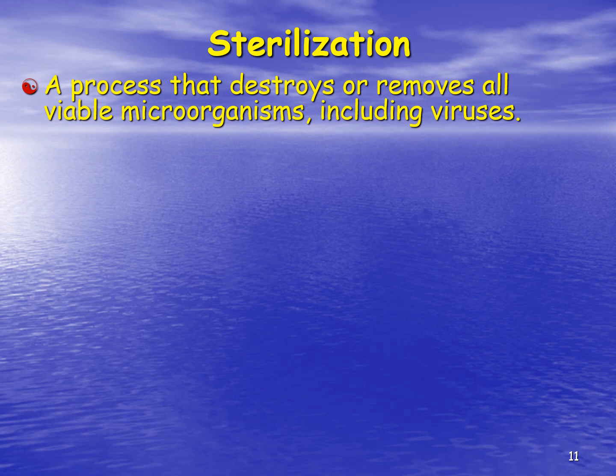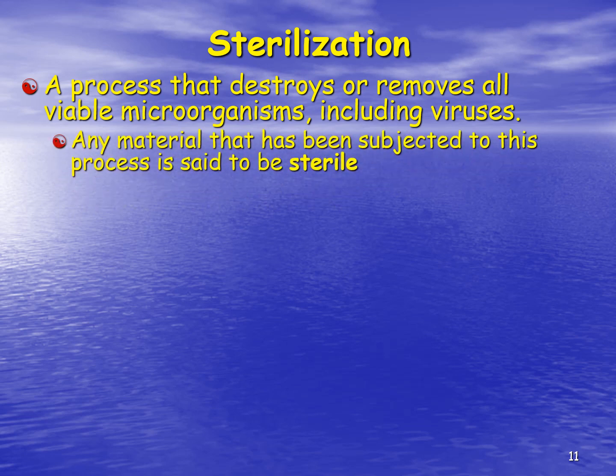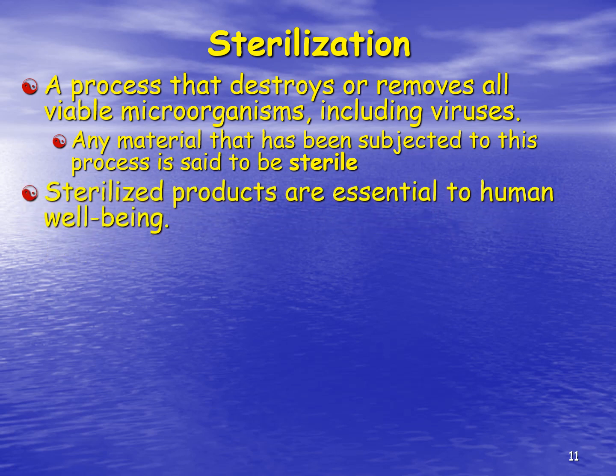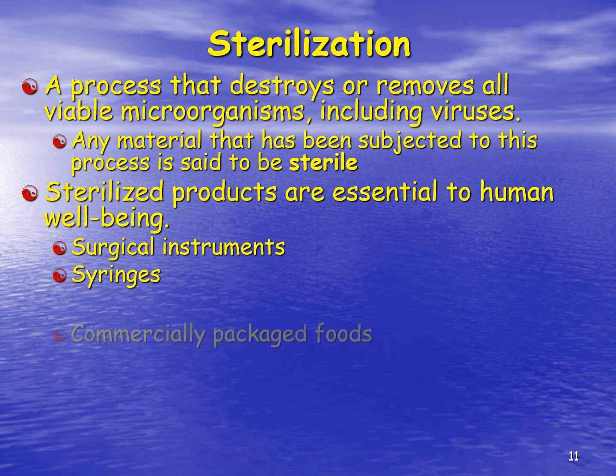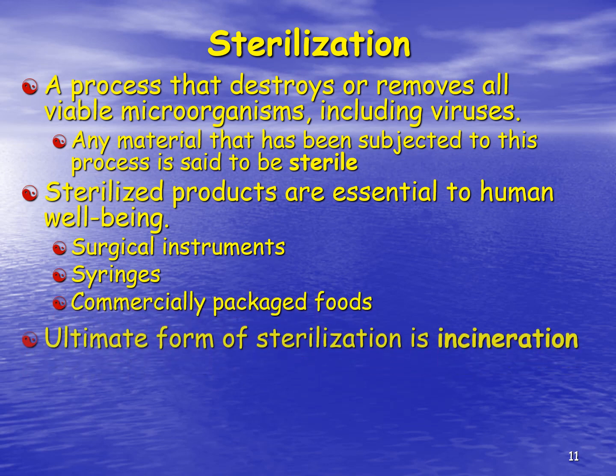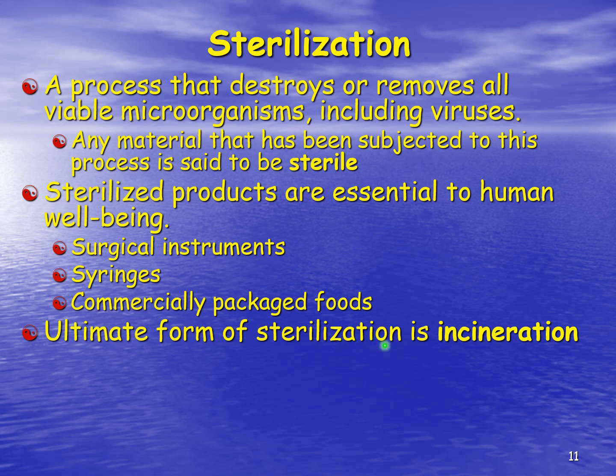So sterilization is a process that destroys or removes all viable microorganisms, and this would include all the viruses as well. Any material that has been subjected to this process is said to be sterile. Sterilized products are essential to human well-being, such as surgical instruments, syringes, and commercially packaged foods. The ultimate form of sterilization is truly incineration. Simply burning it beyond recognition, burning it to ash, will destroy all of the proteins. And again, incineration is the only thing that will get rid of the prions.